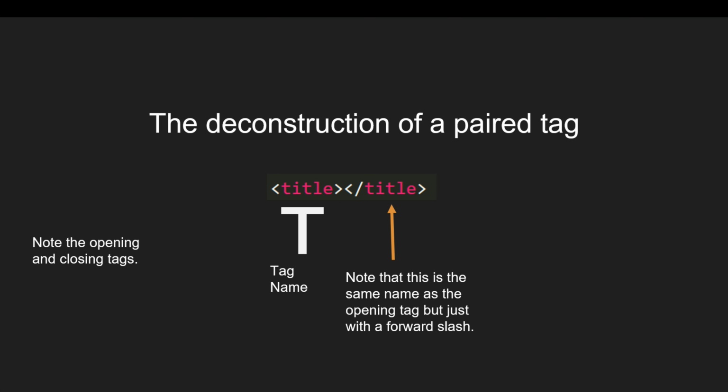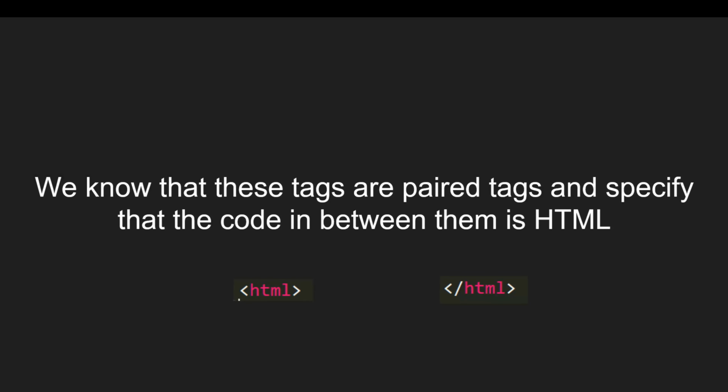So let's go ahead and deconstruct a paired tag. Note the opening tags and closing tags. On the left, we have a tag name, and on the right, we have the ending of the tag name. And you want to really focus on the /. We can see that's the beginning and ending. And anything in between these two tags will do something special, which we'll talk about in a few minutes. We know that these two tags are paired tags and specify that the code in between them is HTML.